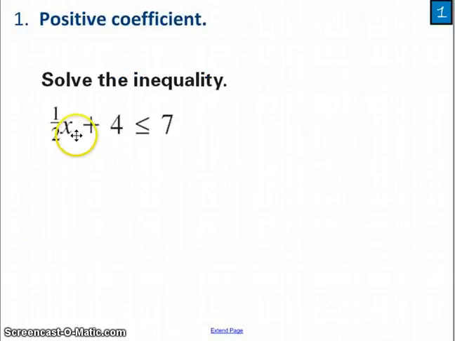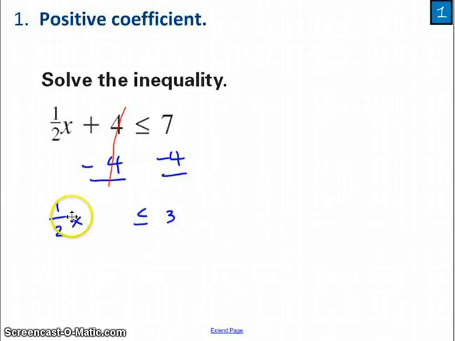Positive coefficient. Okay, well the coefficient on this x is positive. It is a fraction, but it's positive. Solving this is a lot like solving if this had been an equation instead of an inequality. I'm going to want to move the 4 over, I'm going to want to move the half over, and I've got to do it in the opposite order of PEMDAS. That means I move the 4 first. So now I've got a half x left on the left and 3 on the right. I want to get rid of that half. I could divide, but I'd rather multiply by the reciprocal. So now on the left I've got x, which is what I want, and on the right I've got 6. X is less than or equal to 6.